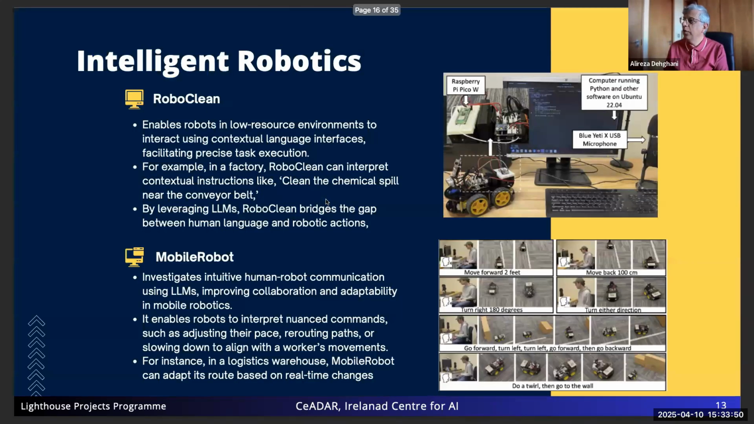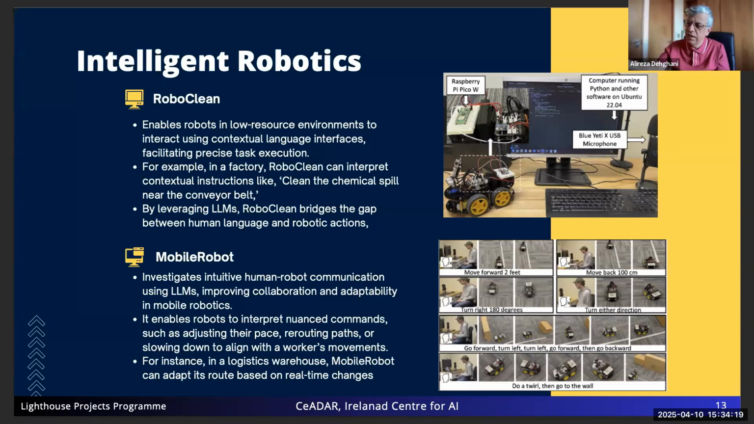So let's see the industrial application, RoboKilling. As you can see, imagine you have a robot that can clean the environment. Okay, so robot cleaning could be a system that allows robots to communicate with you in a low-tech environment to understand human interaction. For example, you can tell it, clean the chemical spill near the conveyor belt, right? That's interesting, isn't it? And the robot understands and does it.